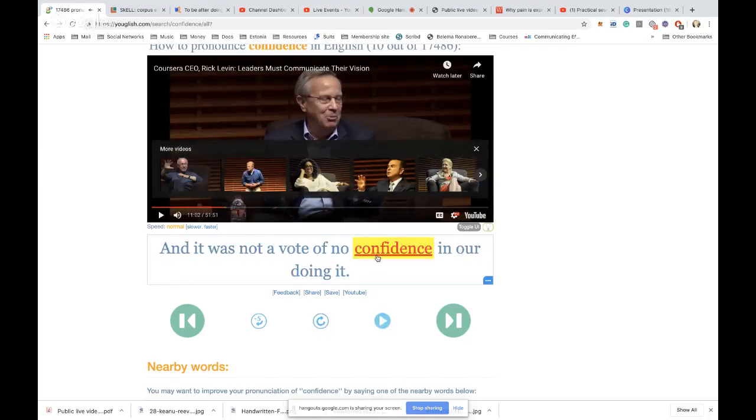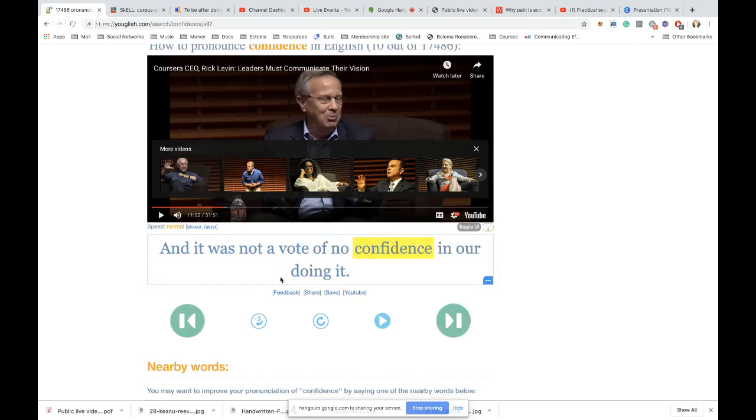It was not a vote of no confidence in our doing it. I bet if the subtitles were off, a lot of non-native speakers who are watching this right now would not have understood what he said. And so this is a very good exercise when you can learn to say so many short words that are next to each other together: a vote of no confidence in our doing it.